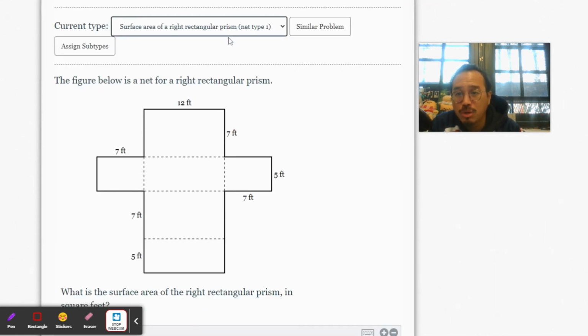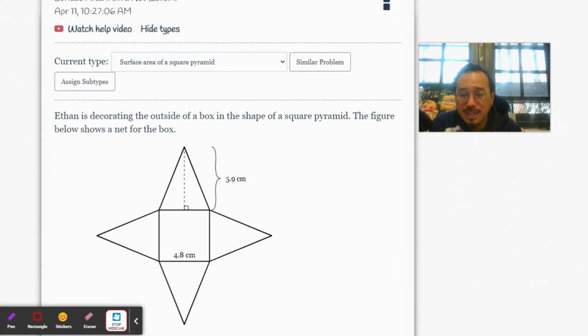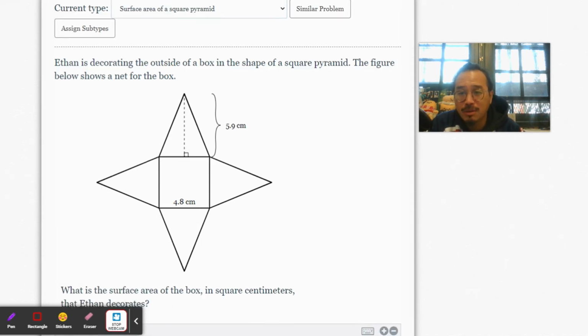So the reason why I chose square pyramid is because you actually have two things you got to worry about. You got to worry about the triangle and the square. And that's where I want you guys to practice. Okay, so I'm trying to maximize the practice here. Now, what am I talking about?